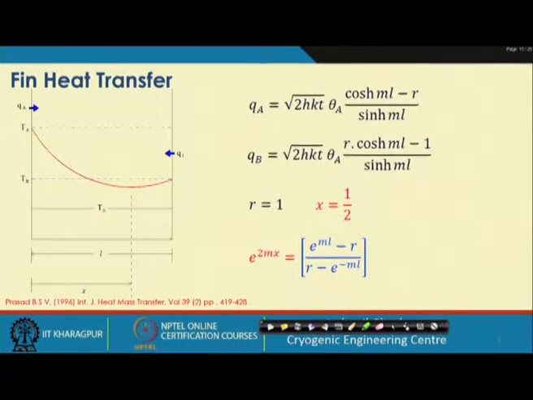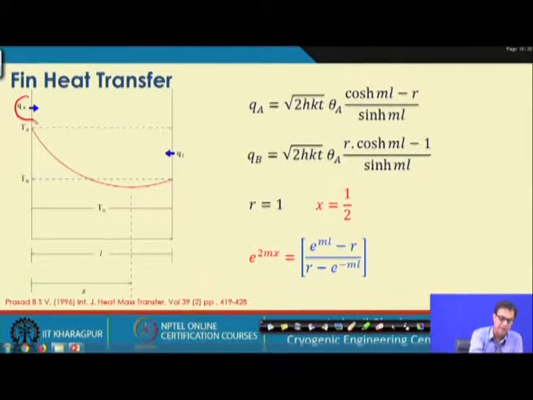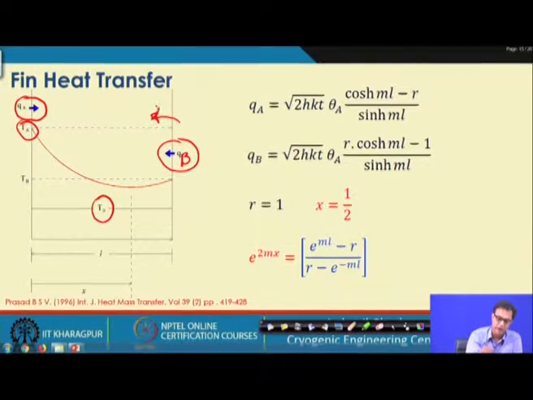Before that, we just want to recapitulate what we have learned in the earlier class, where we have seen this Q A, the amount of heat getting transferred from the wall to the fluid, where the fluid temperature is T 0 and the wall temperature is T A, and this is Q B, getting transferred from the wall at temperature T B to the fluid.